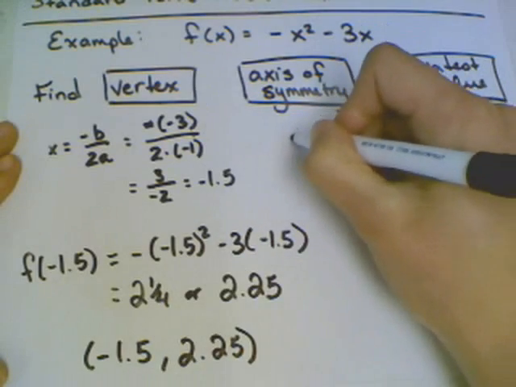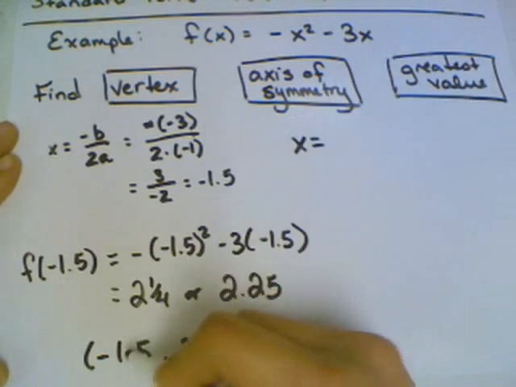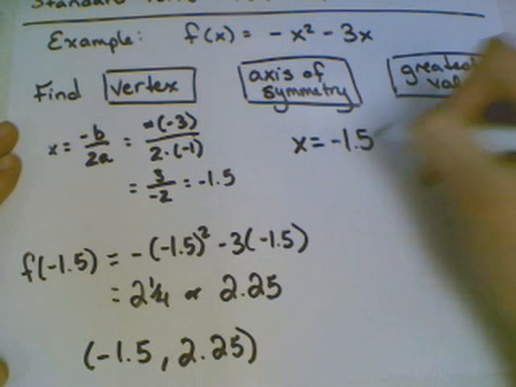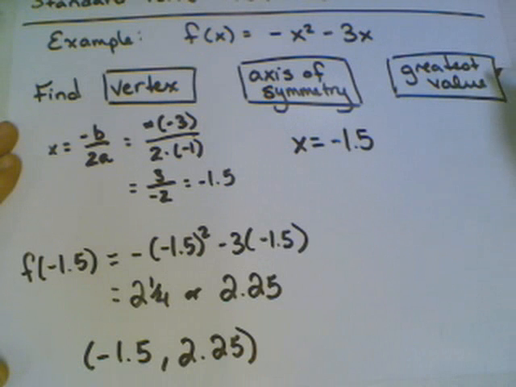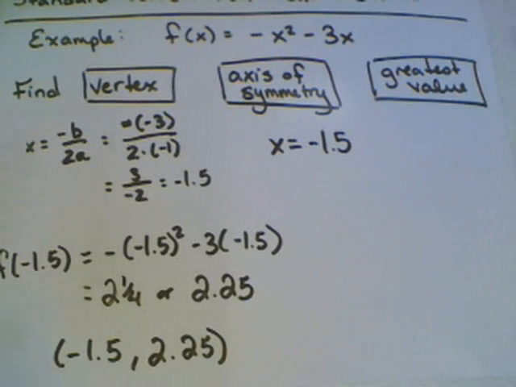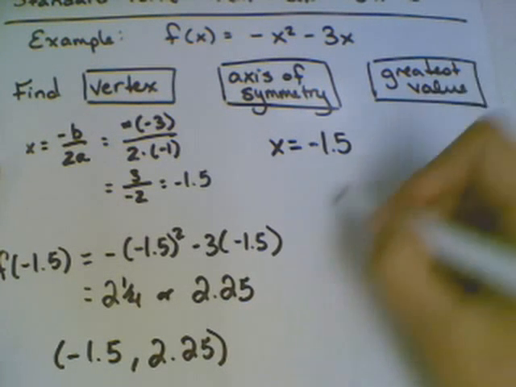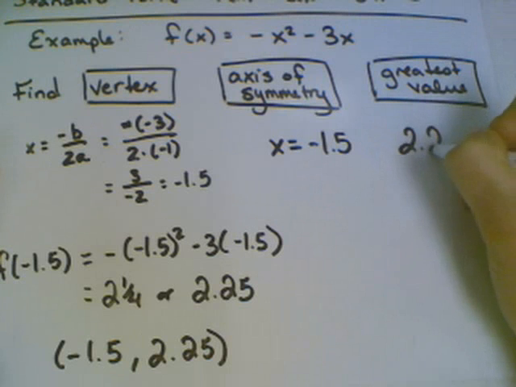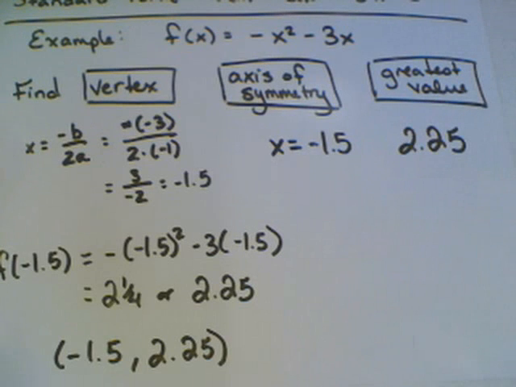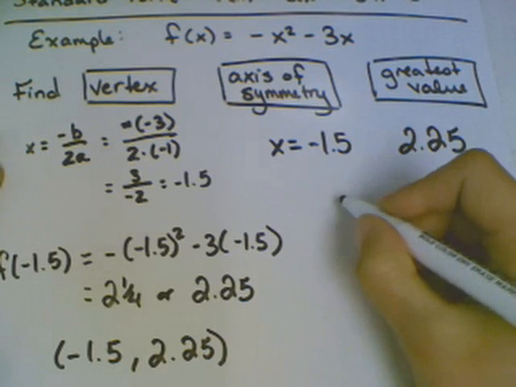The axis of symmetry, remember, is the vertical line x equals the x-coordinate of your vertex. The greatest value of this, now this is different than the last problem we did because it says greatest value. The greatest value is still the y-coordinate, but let's talk about why it's a greatest value.